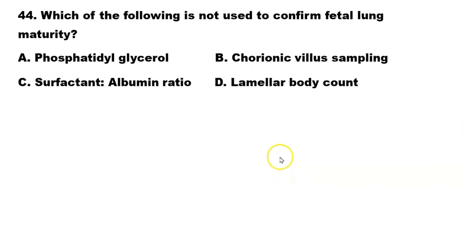The next question, which of the following is not used to confirm fetal lung maturity? A. Phosphatidylglycerol. B. Chorionic villus sampling. C. Surfactant albumin ratio. D. Lamellar body count. Think over it for 5 seconds.